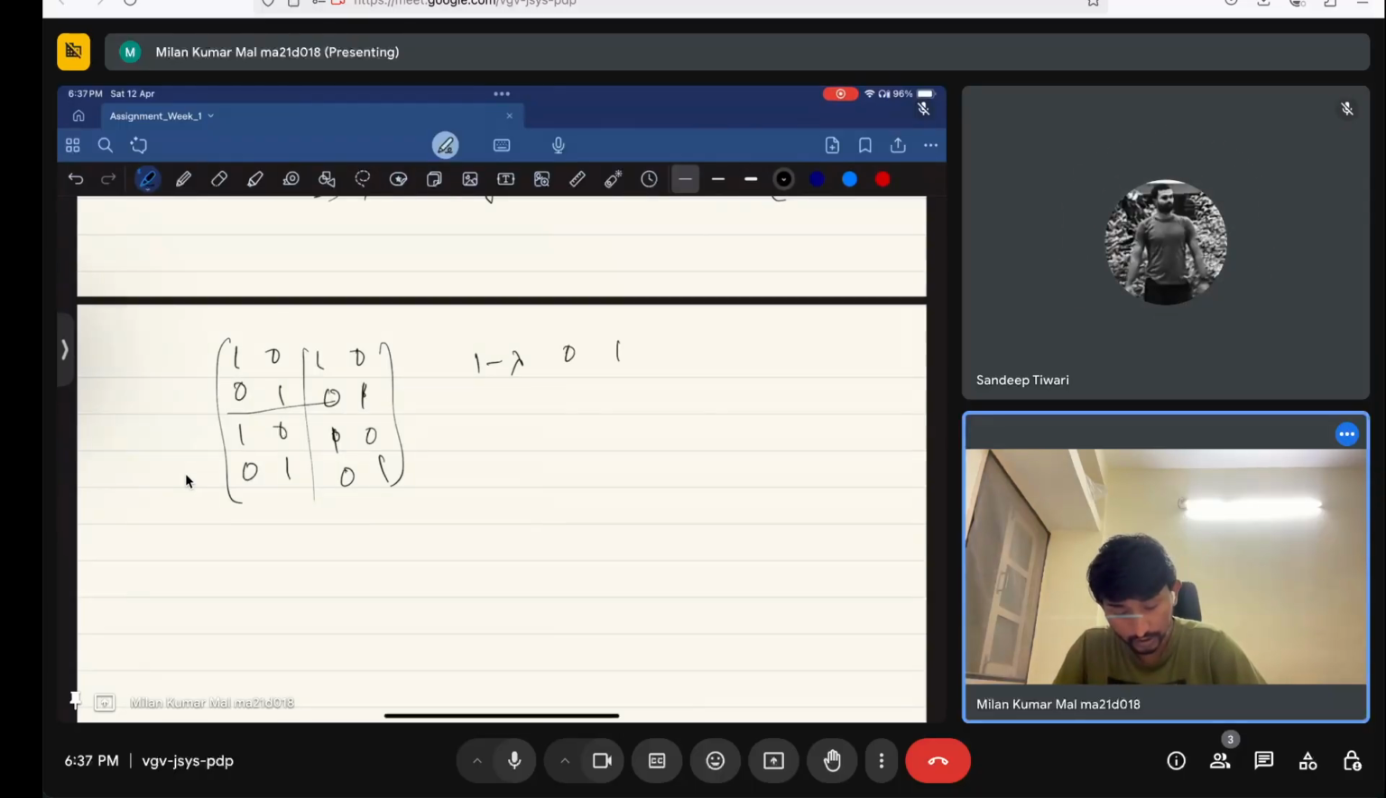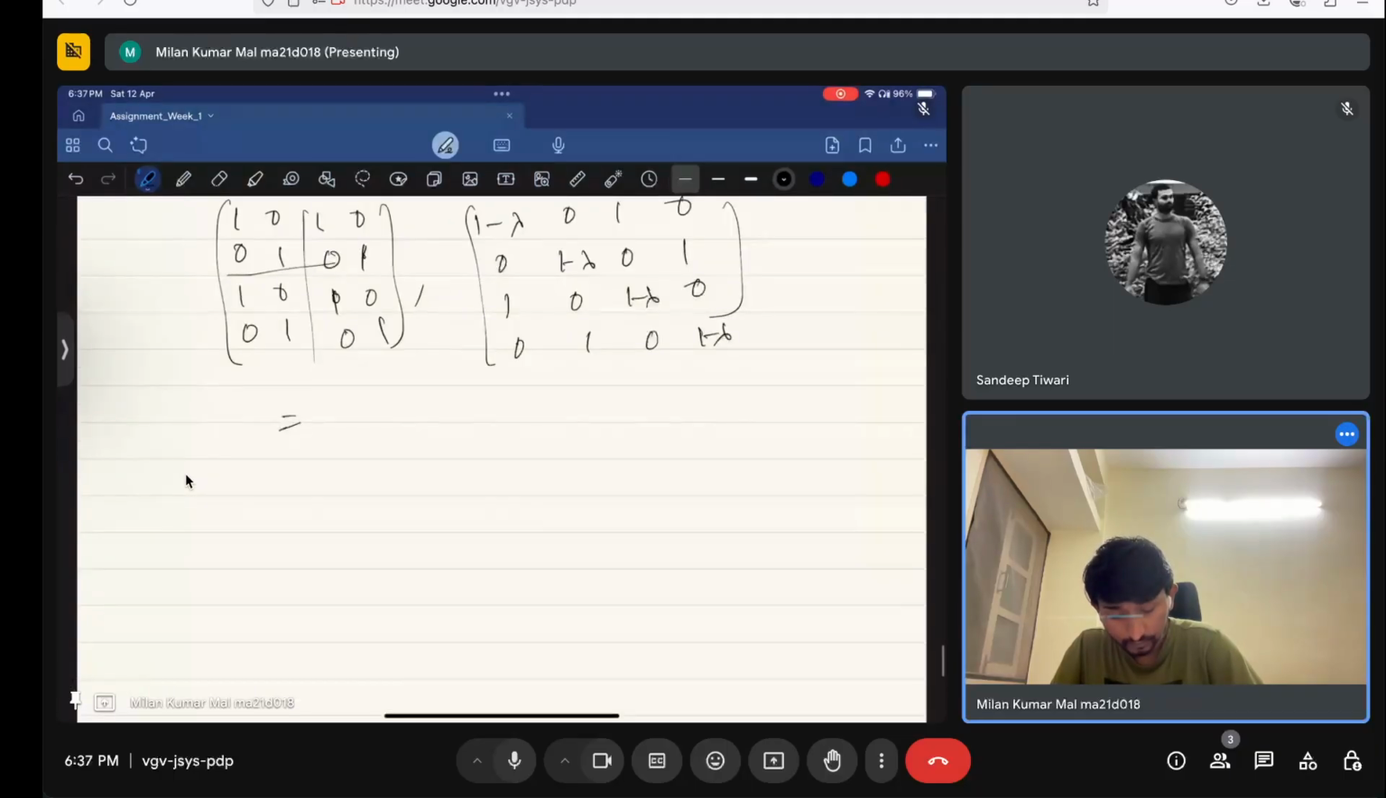There is no other option. At least for this one, if I am able to take another example, then this is different. This is 1, 0, 1, 0, 1 minus lambda. So this is the matrix. So what is the determinant? Determinant is 1 minus lambda.